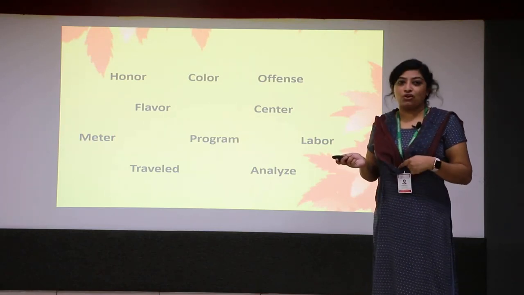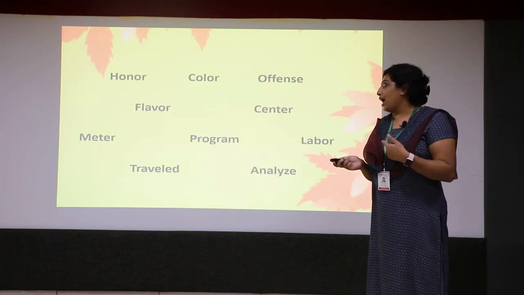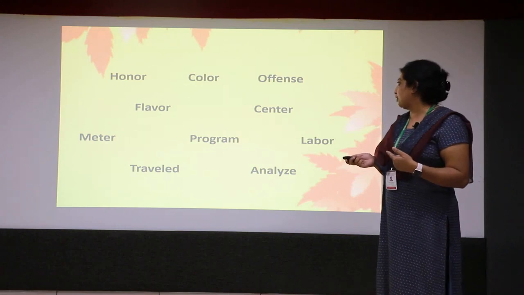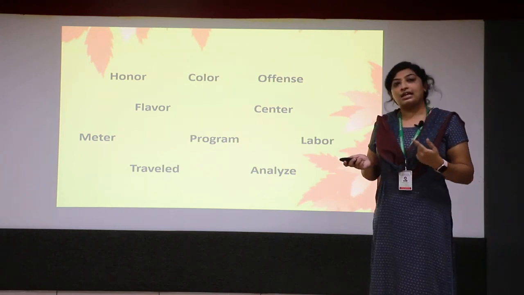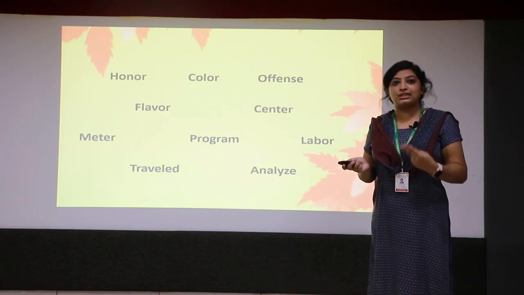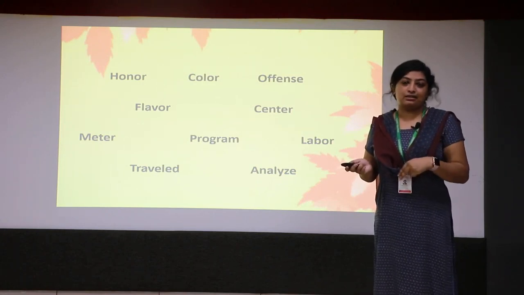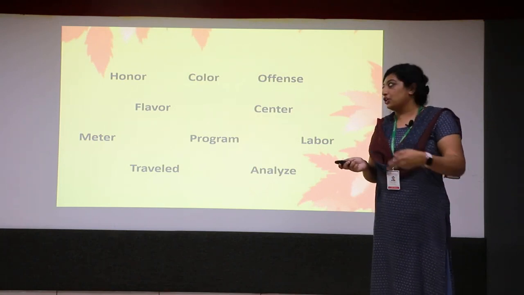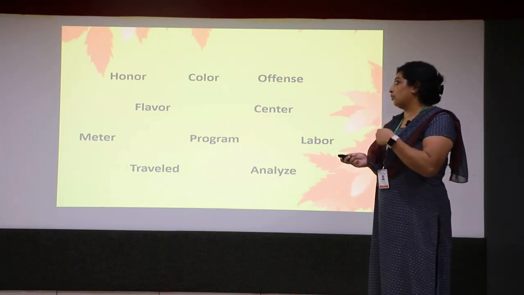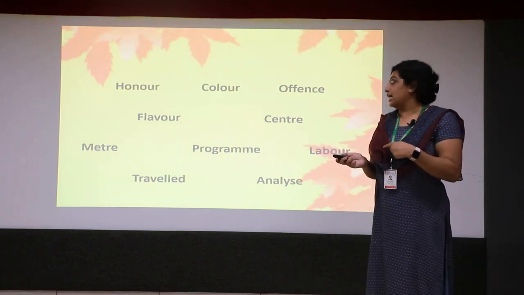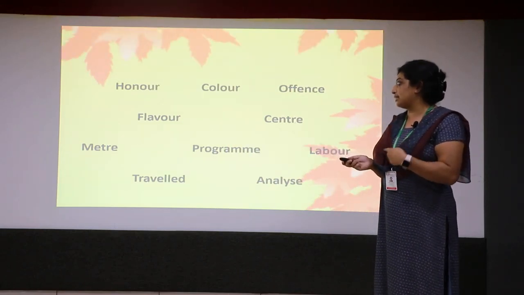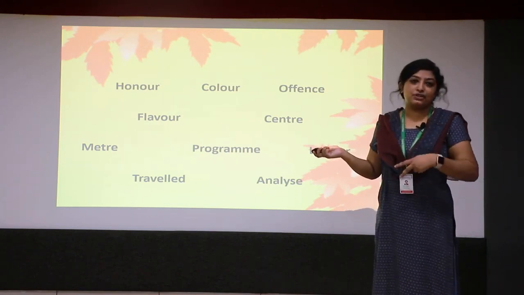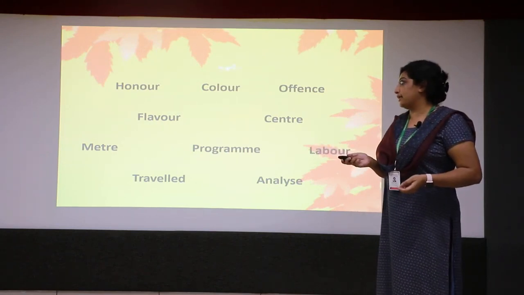Now we have certain other words on the board, and they are words like honor, color, flavor, offense, center, meter, and that's again about spelling. We're talking about the British spelling and the American spelling. There's a slight difference in the spelling and the pronunciation, the British and the American. So all that you see here, all of them have American spellings, and if you go to the next slide, you have the British spellings. So even in spelling it is different. You have American spellings and British spellings.